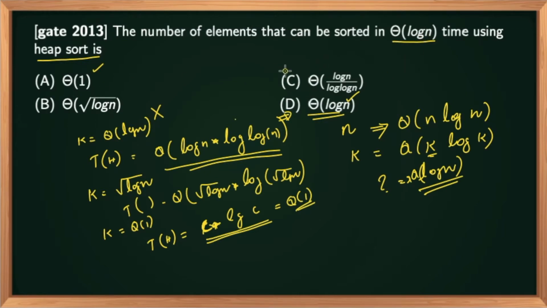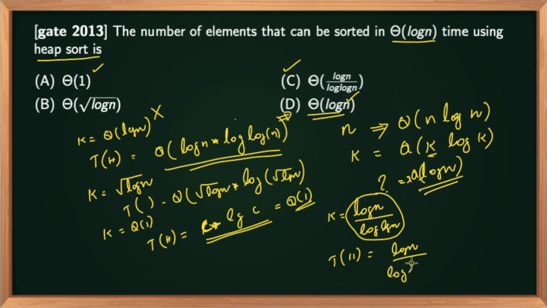So the answer should be C. Anyway, let's see. Let's assume k is equal to log n by log n. Now the time complexity of heap sort will be Theta of, right, k is now log n by log n, so log n by log n into log n by log n, right? Now this is in log a by b format, right?